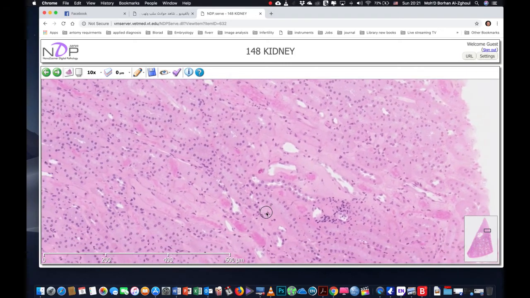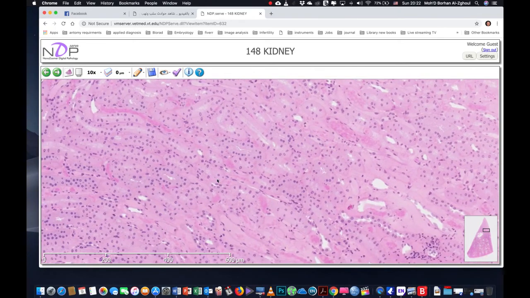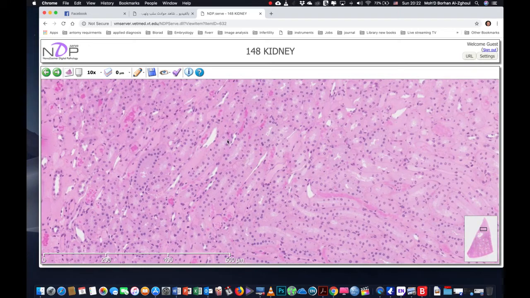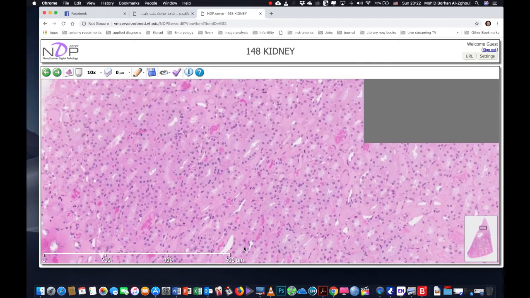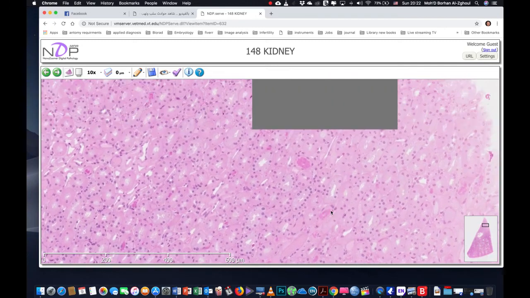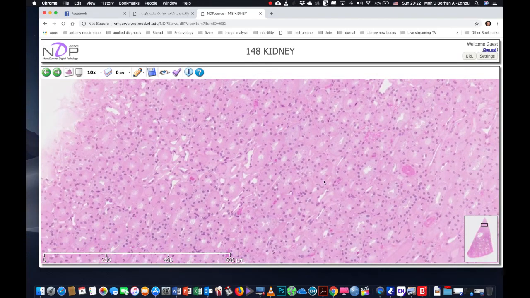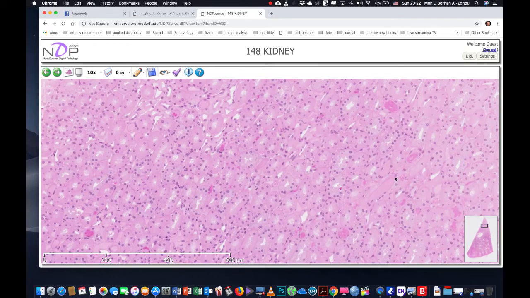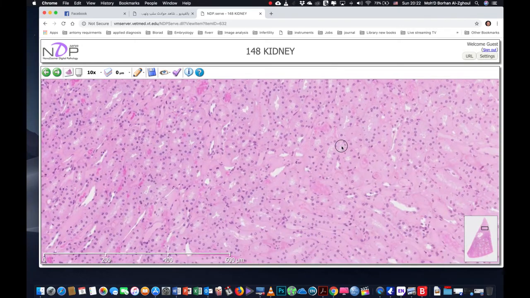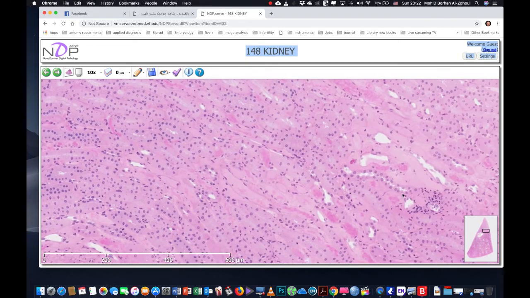See here. All of these tubules are simple cuboidal epithelium, most likely they are the Henle's loop or the collecting tubules. See here these tubules, it's almost squamous epithelium. Mostly these are the thin loop or the thin portion of the Henle's loop.